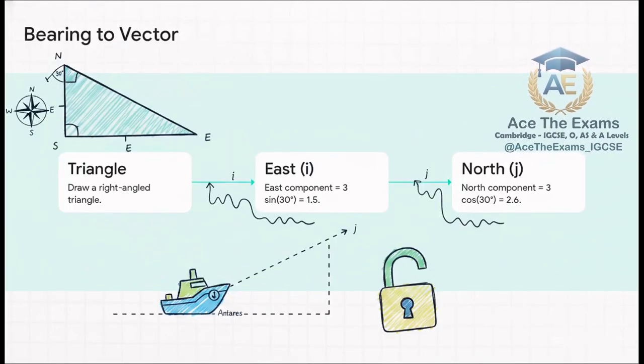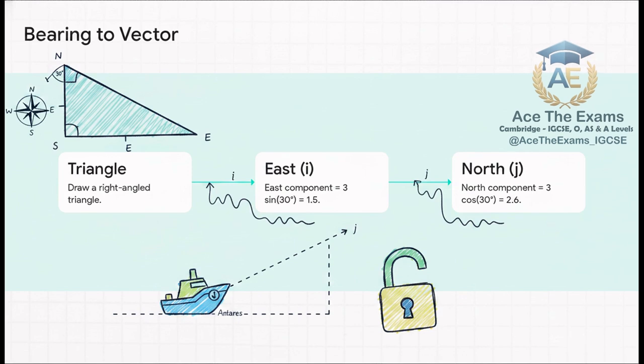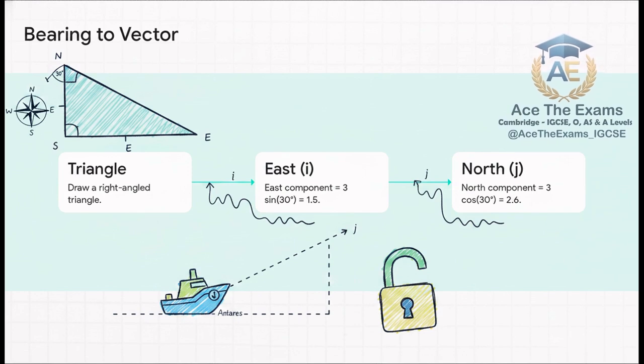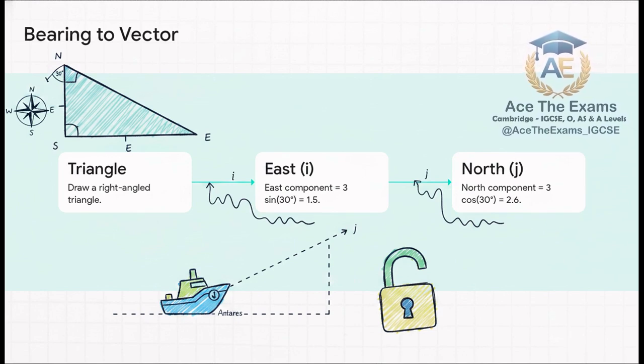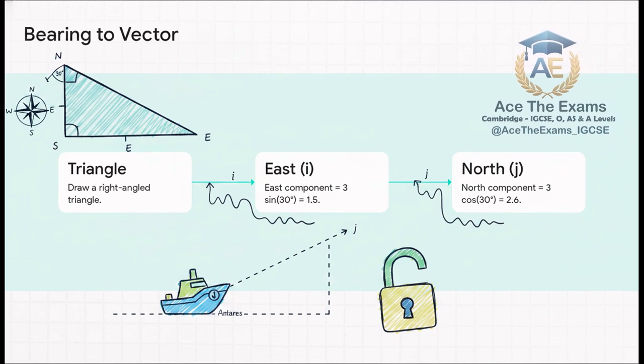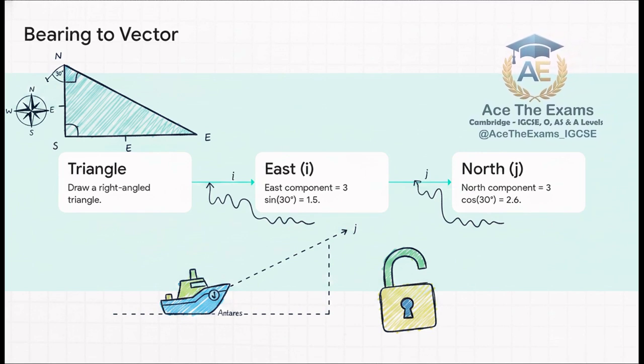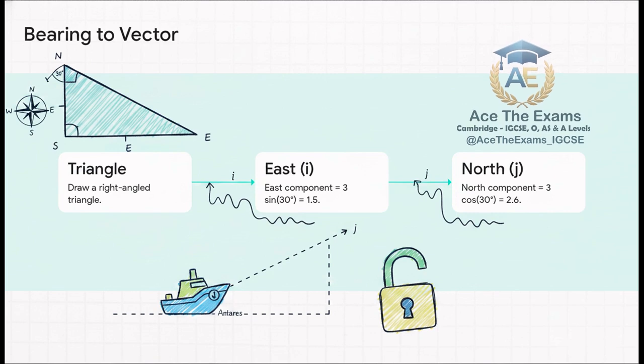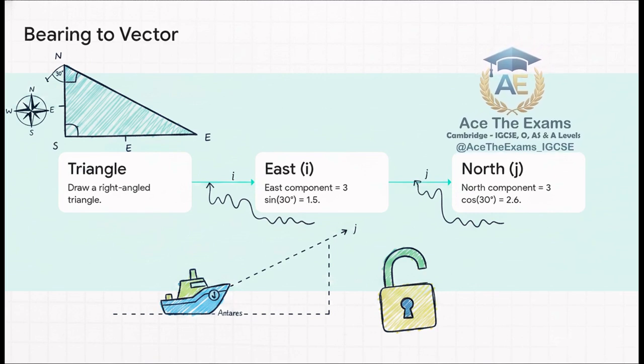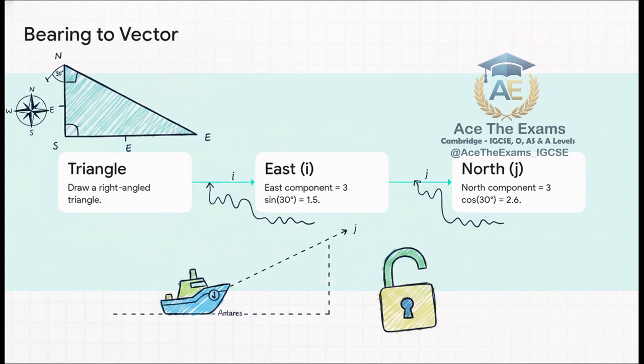To find the components of the Antares, we use basic trigonometry on our compass bearing, turning a diagonal speed into pure horizontal and vertical movements. This is a speed writing challenge, so stick with me. You have to draw a right-angled triangle immediately, either in your mind or scribbled on the paper. The hypotenuse is the speed, 3 kilometers per hour. The angle from the north line is 30 degrees.